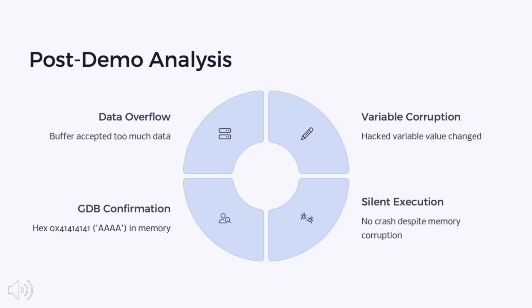Here's what happened during the demo. The buffer accepted more characters than it was designed to hold. Those extra characters overflowed into the space occupied by hacked. Although the program didn't crash, it showed that hacked was unexpectedly changed. And when we looked into memory with GDB, we saw that the variable had been filled with repeated 41, the hex value of A.